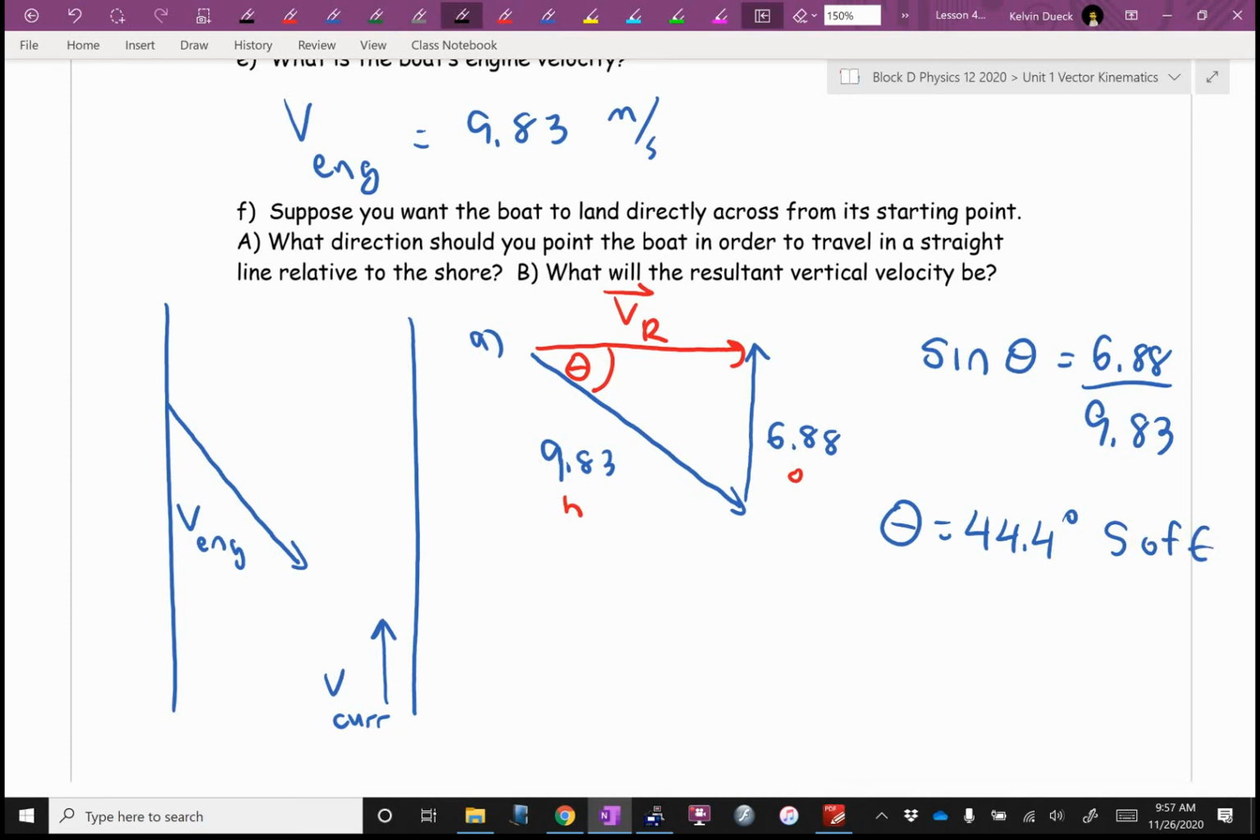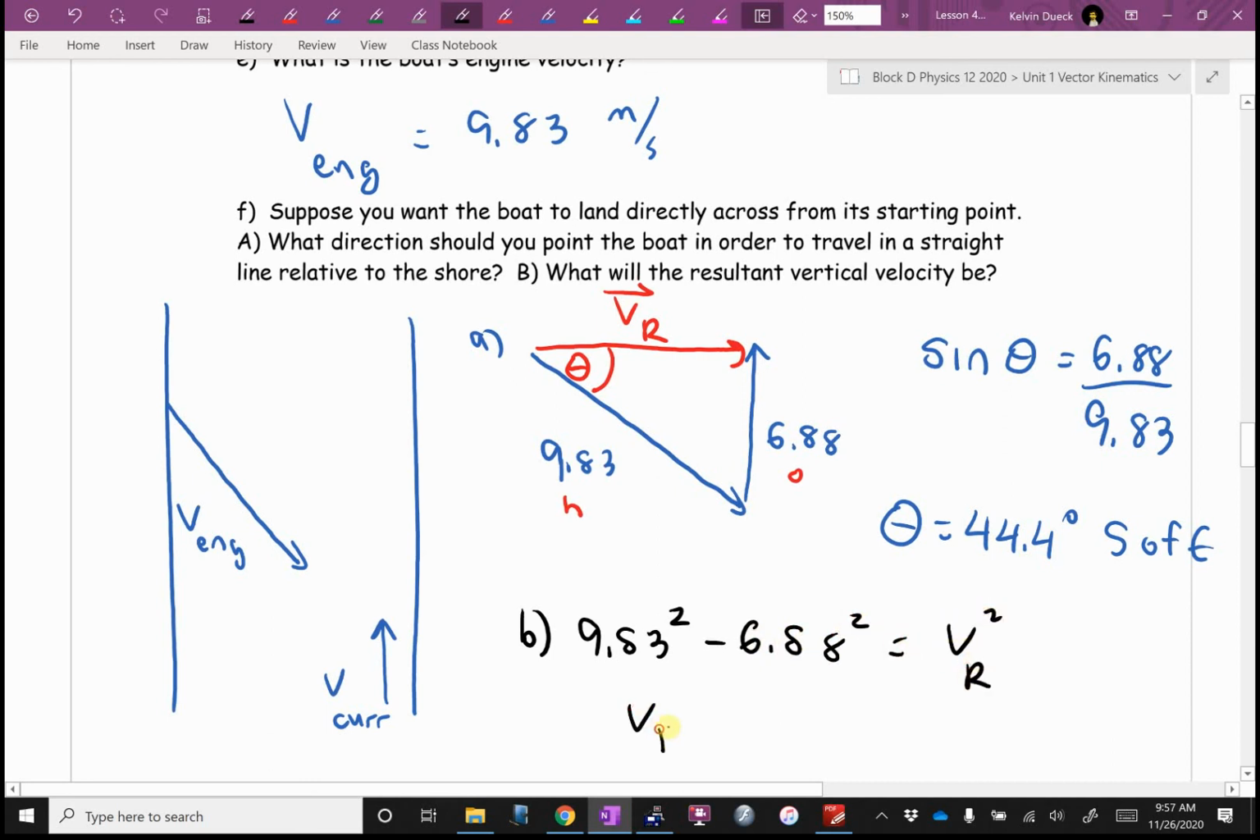And then B asks the magnitude of the resultant. Going to use Pythagoras, but since it's not the hypotenuse, I'm not going to go a squared plus b squared equals c squared. I'm going to go c squared minus b squared equals a squared. Yeah? So it's going to be 9.83 squared minus 6.88 squared. That equals the resultant squared.